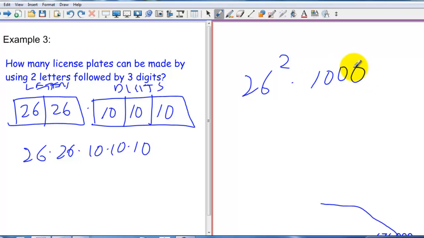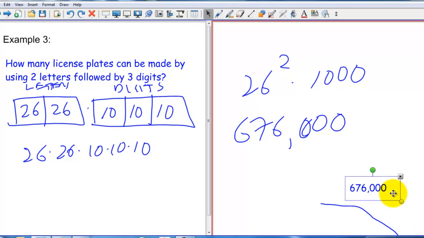Let's check out 26 squared. 26 squared is 676. So 676,000. Just as I thought.